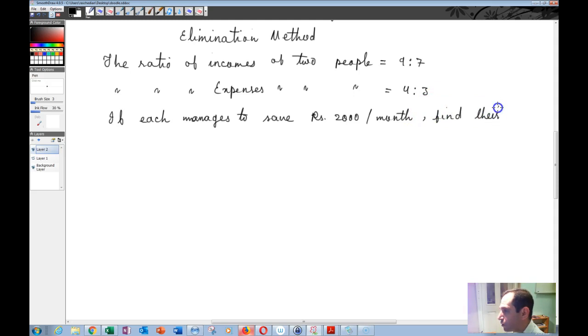Find their monthly incomes. So now let me first understand what the question is. The ratio of incomes of two people is 9 to 7. Their expenditure is 4 to 3. And if each manages to save 2,000 per month, find their monthly income.